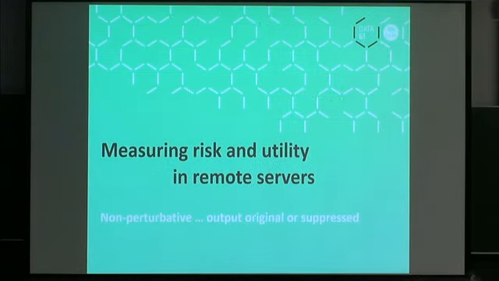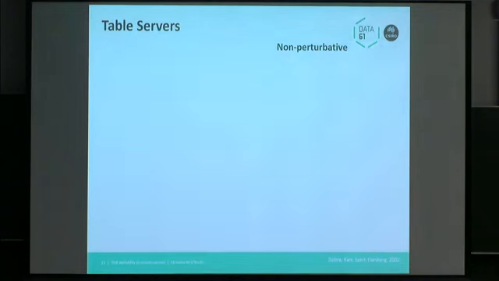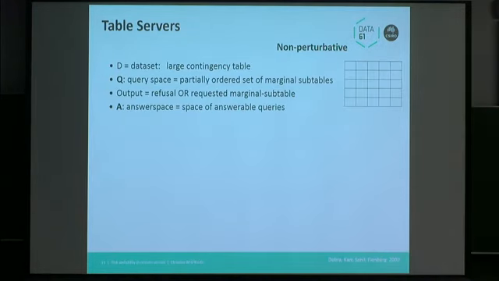So I'll talk about the non-perturbative first. As I mentioned, they have, I guess, disappeared, but there was quite a lot of technical work done in the mid-2000s in a couple of examples. So for a table server, imagine you've got a large contingency table sitting behind that curtain, and people can ask for marginal subtables, and they will either get the original marginal subtable, or they'll get notice that the output's been suppressed. So you're interested in what is the space of answerable queries.